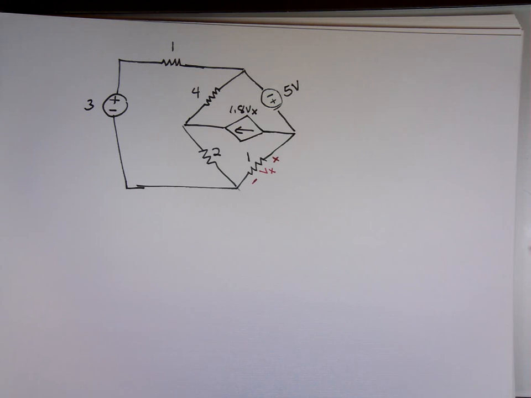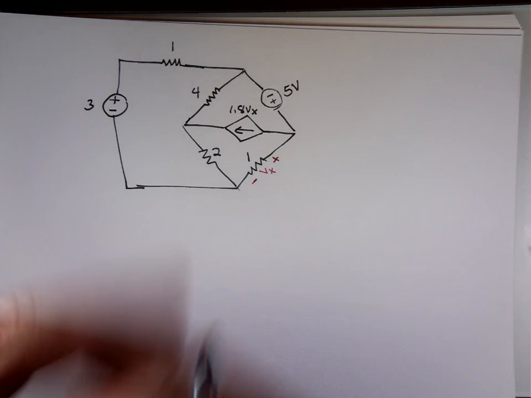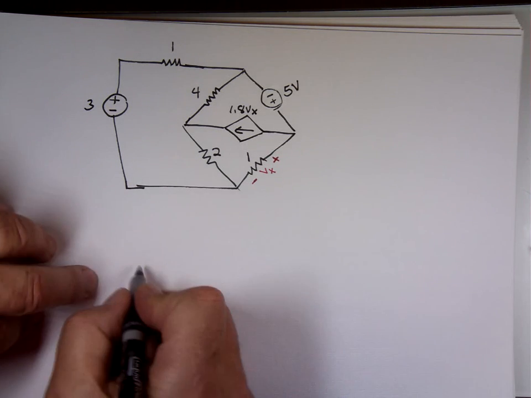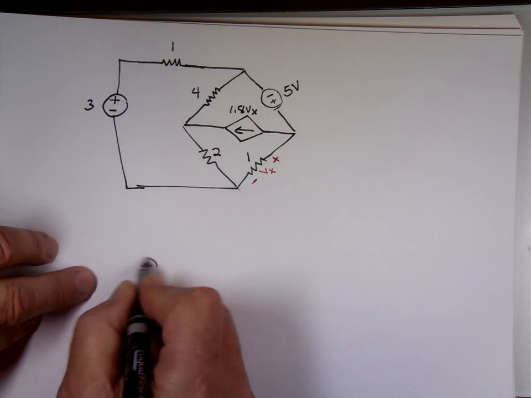Now, for those people who don't like the way that one looks, if that little diamond bending bothers you, you can actually take that circuit, take about a minute and redraw it. It will look like this.